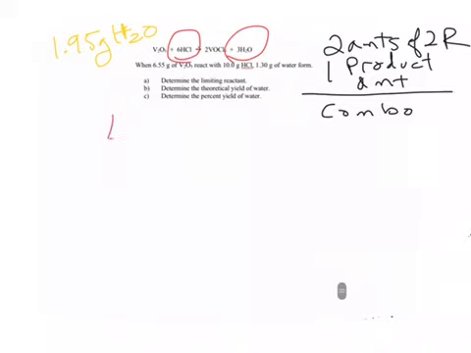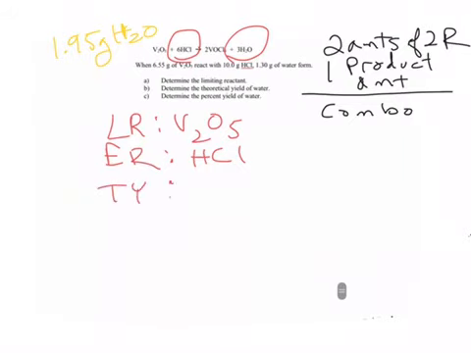We know our limiting reactant is going to be the V2O5 because it predicted the 1.95. Our excess reactant is going to be the HCl because it predicted the higher amount. Okay, and then our theoretical yield was the 1.95 grams of water. It was less than the 2.47 of the hydrochloric acid, or hydrogen chloride, actually. Okay, so that leaves us with how to calculate the percent yield.